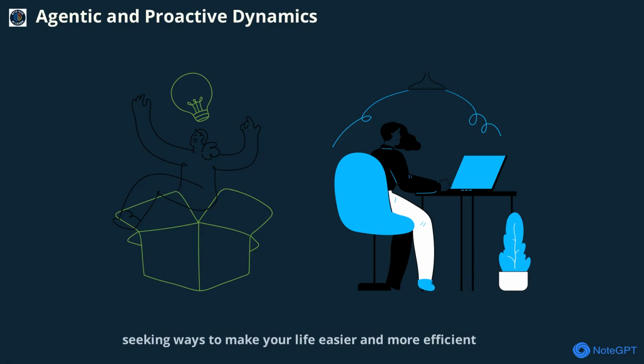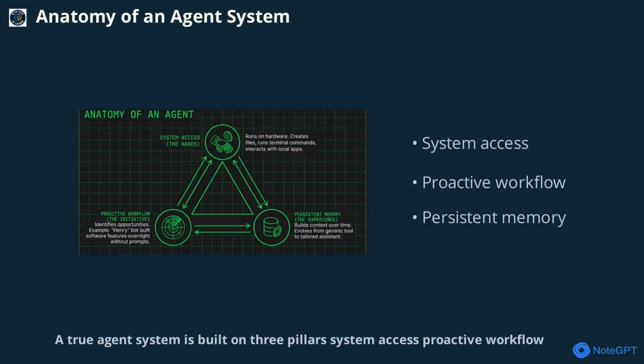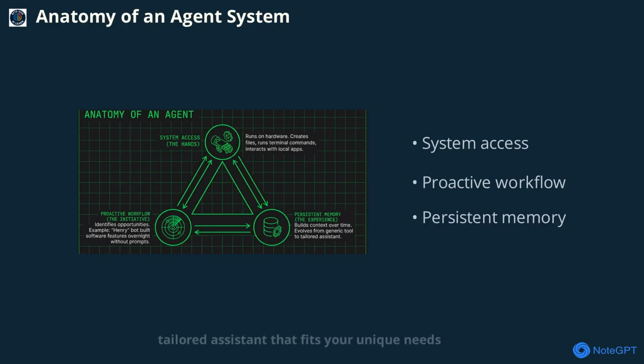A true agent system is built on three pillars: system access, proactive workflow, and persistent memory. The AI runs directly on your hardware, giving it the hands to create files, execute commands, and interact with local apps. Its proactive workflow allows it to identify opportunities and act without constant prompting. Over time, it builds experience, evolving from a generic tool into a tailored assistant that fits your unique needs.